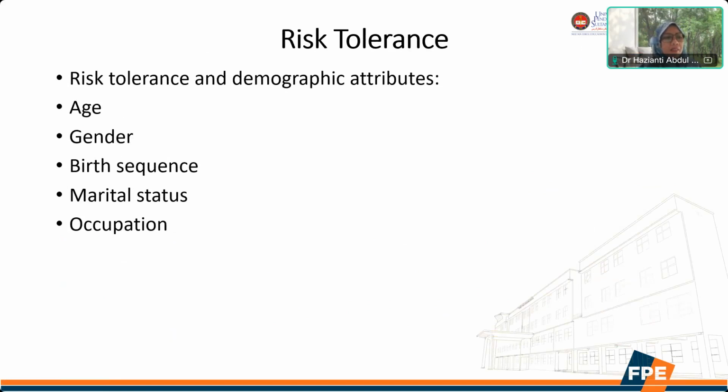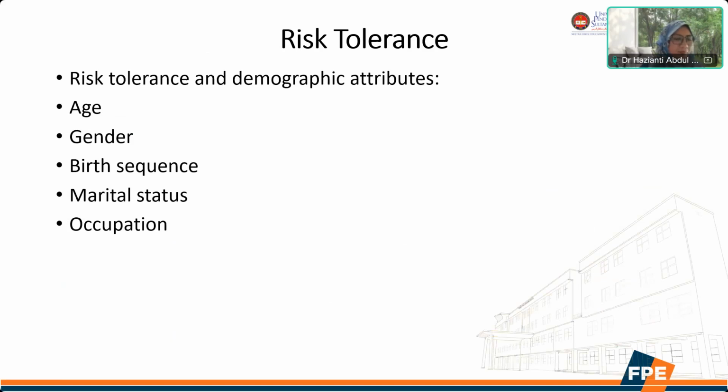There are some factors that influence risk tolerance based on some studies. Some are not really well-known studies, but some of the factors that can influence our risk tolerance would be, number one, age. As a person grows older, there is a tendency to take less risk. If you compare myself and yourself, and you are still young, you are willing to take more risk than I will, because of the age factor.